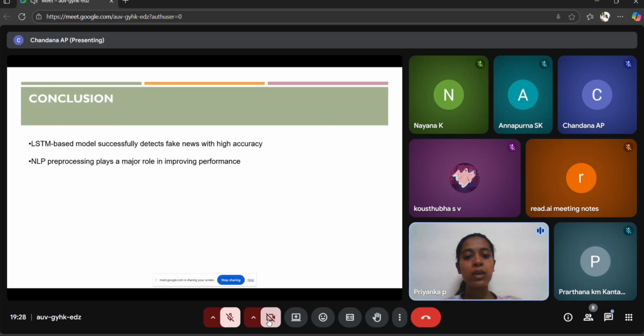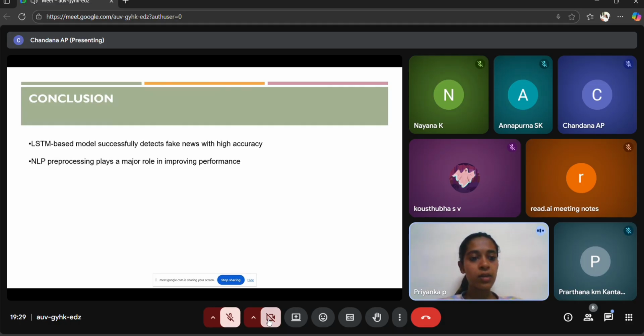Conclusion. After resolving these challenges, we reached the final output of the project. Model effectiveness. Our LSTM-based model accurately detects fake news, proving that deep learning can effectively handle text classification problems. Importance of NLP pre-processing. We observed that pre-processing steps like tokenization, stop word removal, and lemmatization greatly improved performance.